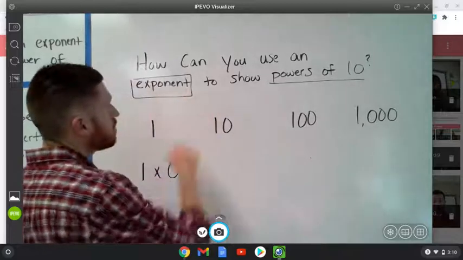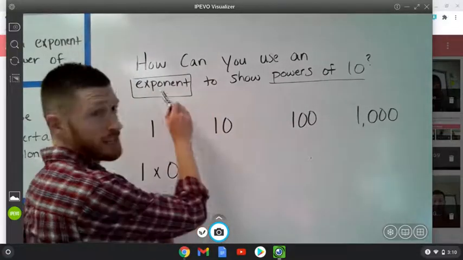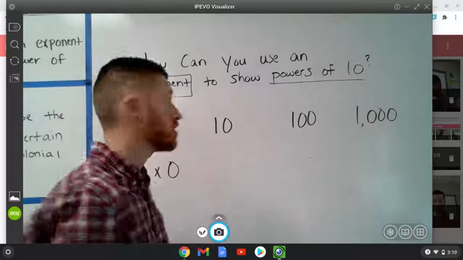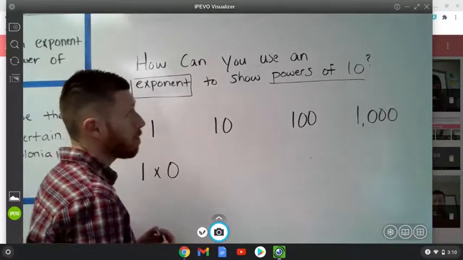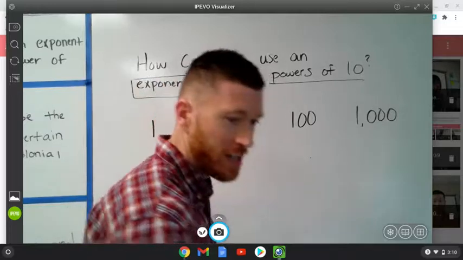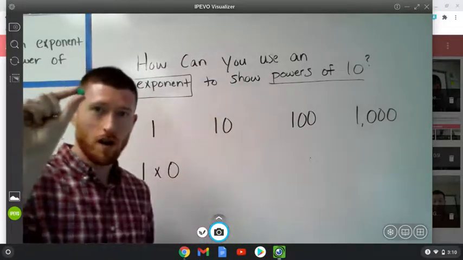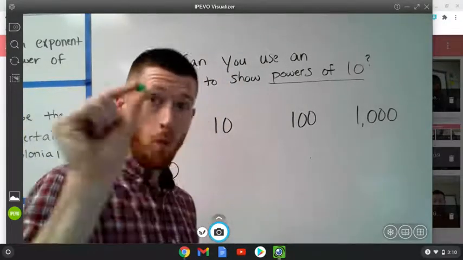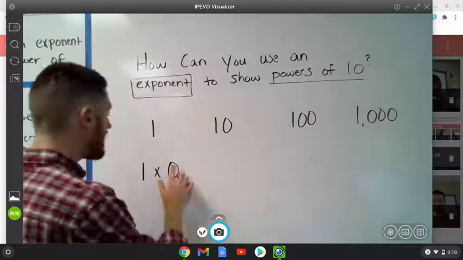It says, how can you use an exponent? That's a key term, too, that you're going to need to remember this year. Exponent to show powers of 10. So let me show you how easy this is. First of all, let's think about the number 1, a 1's cube. So it's worth 1.